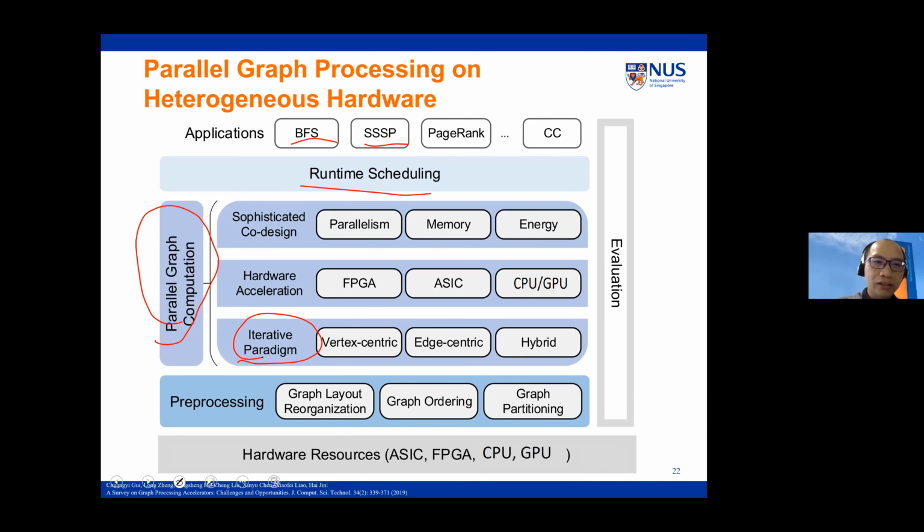And last but not least, graphs have a very wide variety. So that's why we have one special component, the so-called pre-processing. Pre-processing is very important for graph processing in the sense that we need to care about how to store the graph, for example, the graph layout, because as I mentioned, a graph can be sparse and irregular.